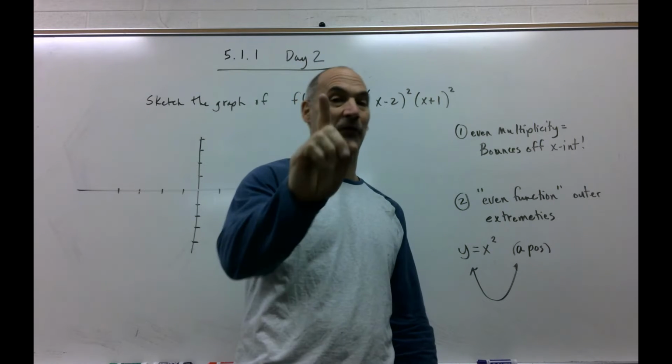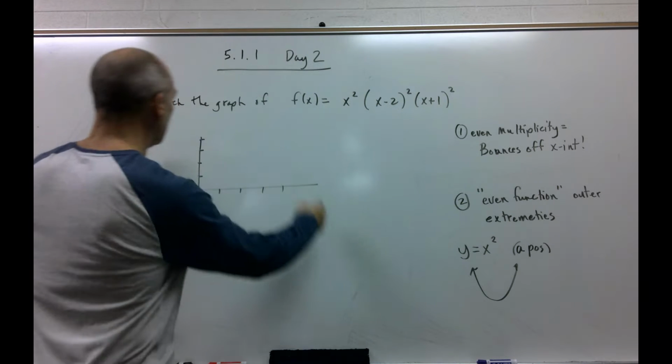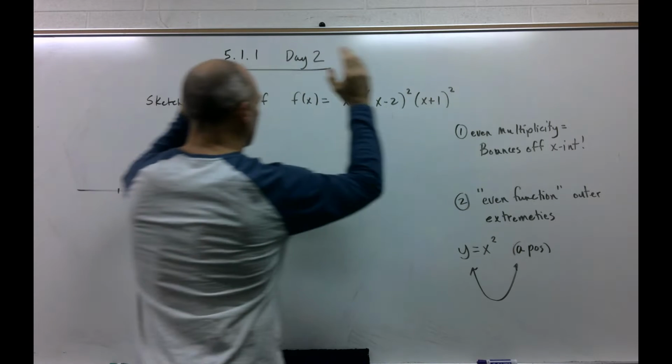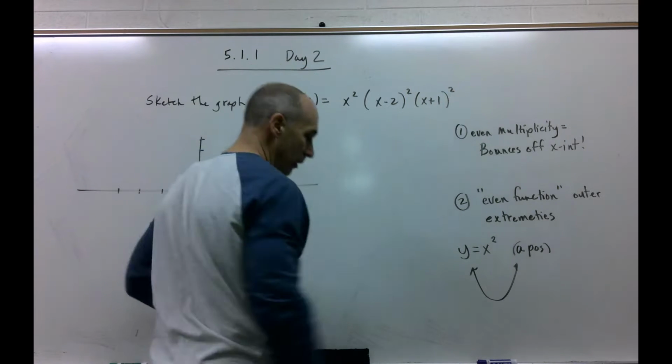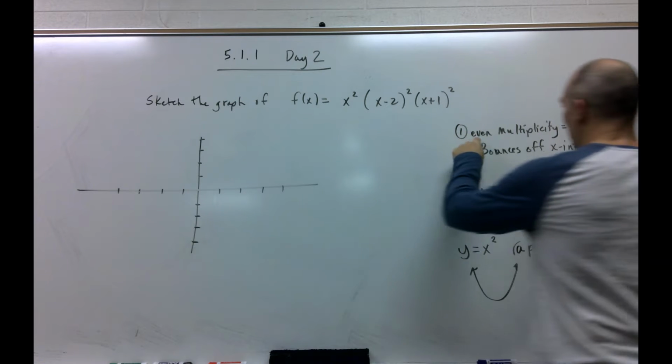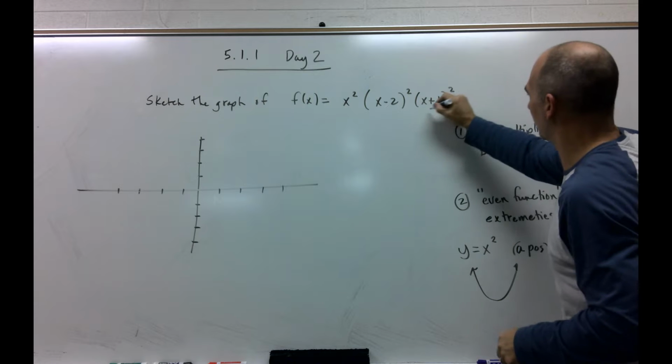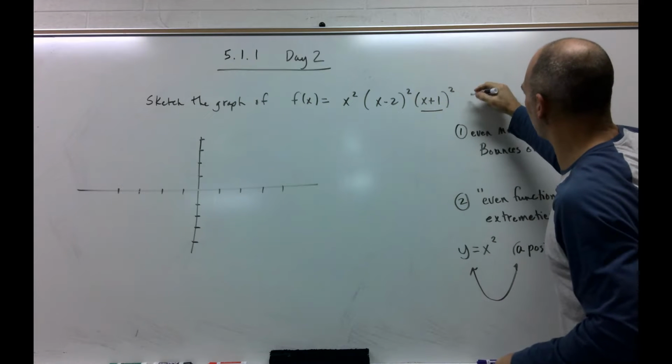This is level 1. So they say sketch. That means get close. Sketch the graph of this. Well, first of all, we got to look at something called even multiplicity. What that means is that actually I should have said 0.5.